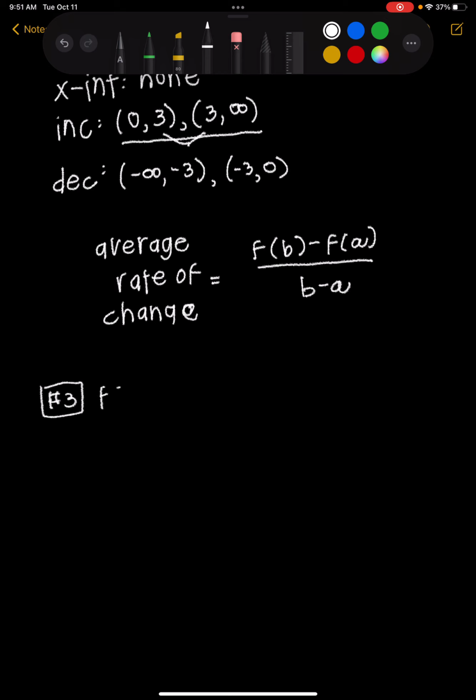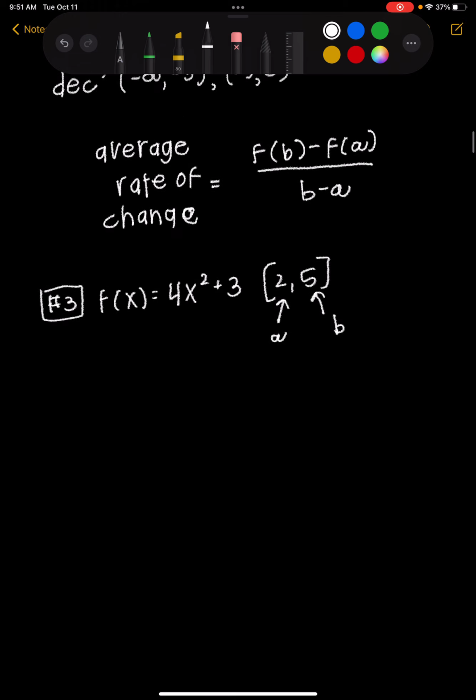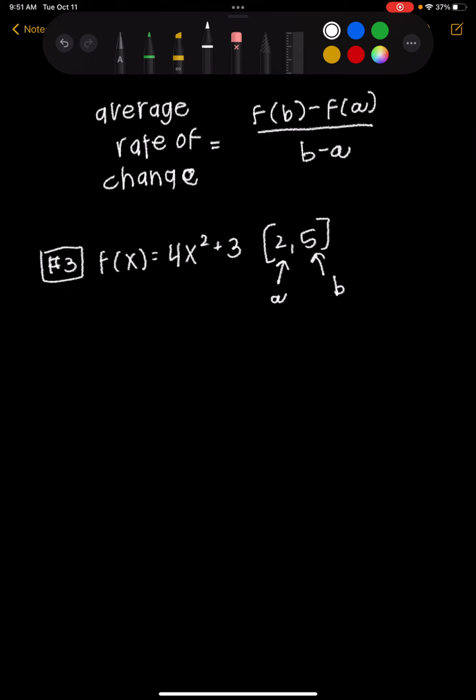Number 3, the equation is F of X equals 4x squared plus 3. And then it gives me a range from 2 to 5. So what that tells me is that 2 is my A and 5 is my B. So what I'm going to do is plug in 2 for my X and then 5 for my X to find my F of A and F of B.